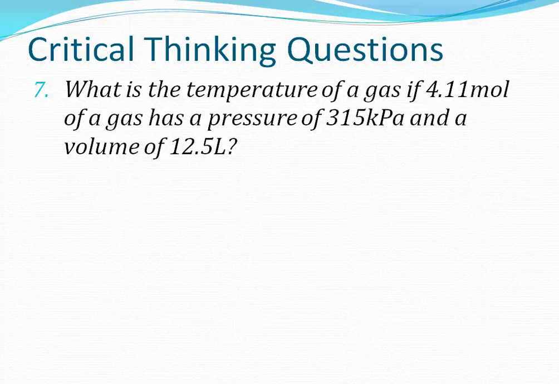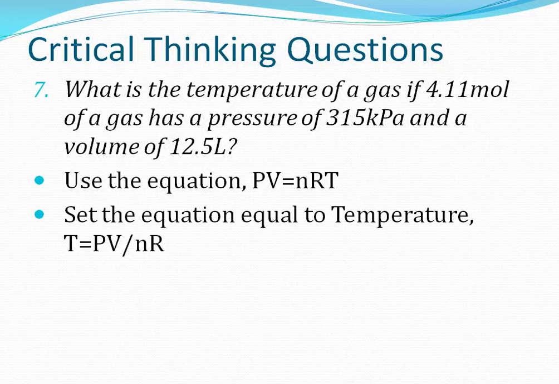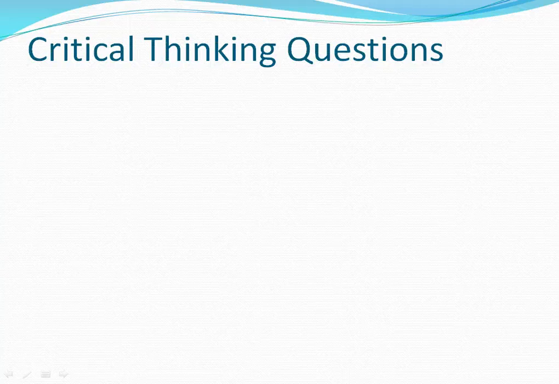What is the temperature of a gas if 4.11 moles of a gas has a pressure of 315 kilopascals and a volume of 12.5 liters? You use the equation PV equals nRT. You set the equation equal to temperature. You plug in all of your variables, and you get 115.3 kelvins.